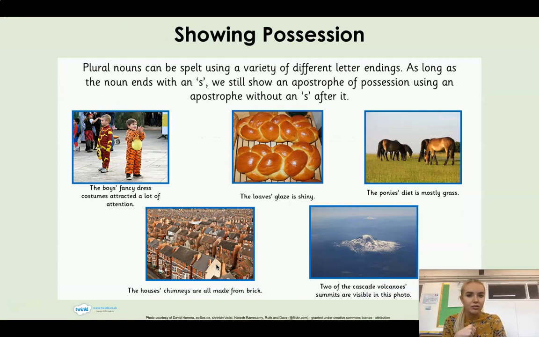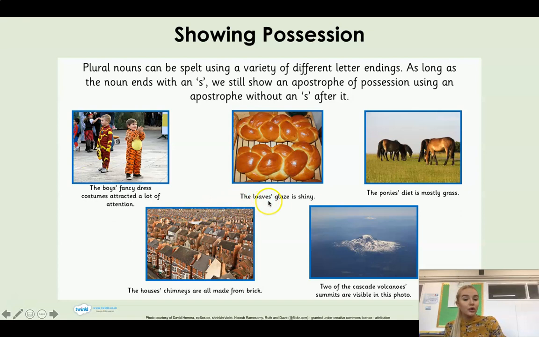And let's look at some more examples, because it's really important that we think about the spelling of some of these plural nouns as well, when they change from nouns to plural nouns, showing possession. So we can see here the boys' fancy dress costumes attracted a lot of attention. There's two boys, so there's more than one, and they own the fancy dress costumes. So it would be a plural apostrophe for possession.